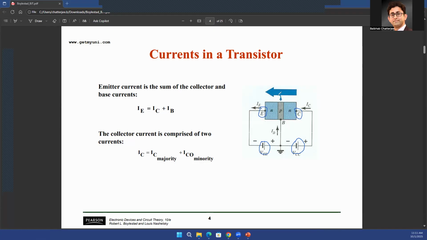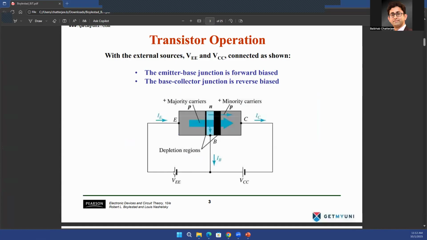So this is just the opposite of the previous slide. The previous slide was a PNP transistor. You saw that the polarity of the emitter to base voltage source, and the polarity of the base to collector voltage source, was just the opposite in the previous slide. If I go back, you see that you had the positive side of the battery to the P terminal of the transistor, and the negative side of the battery to the other P terminal, which is the collector terminal. So you want to forward bias.